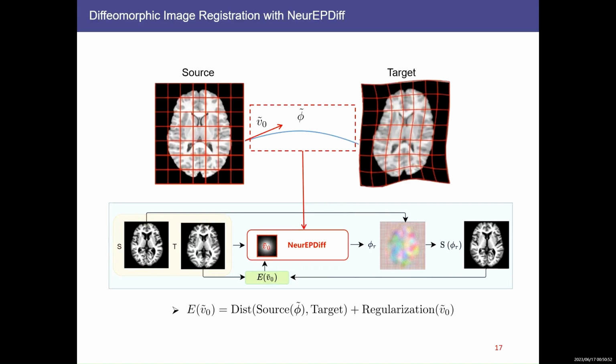Generally speaking, we are also going to solve an optimization-based problem. We use the energy function as an error correction item to compute the gradient related to the initial velocity, and then update it through gradient descent. We iteratively optimize the initial velocity until the energy function converges to a stable point. So, this is the main idea to perform diffeomorphic image registration with NeurEPDiff.